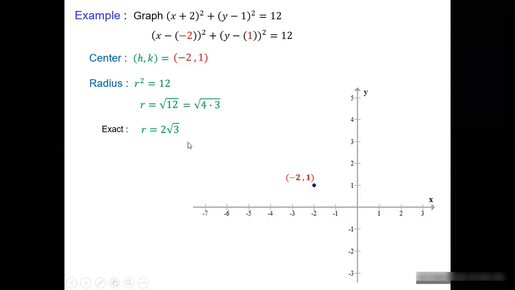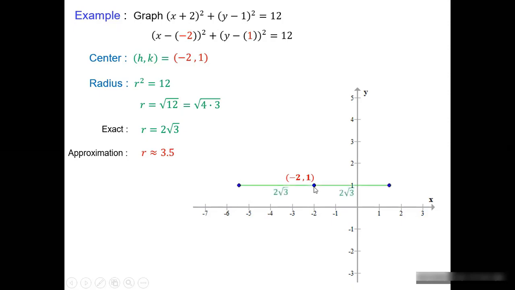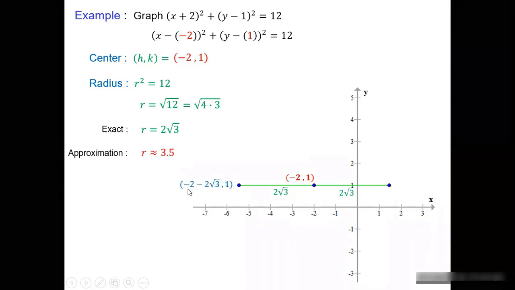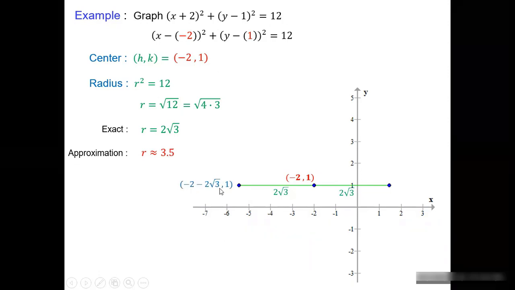Notice that the radius won't always be an exact whole number value. But we don't know exactly what 2 root 3 is to know how far away to plot my points. So we need to come up with an approximation on our calculator, so we know that the square root of 12 is approximately 3.5. Well, that means that we can go ahead and move from the center 3.5 units left and right, or rather 2 root 3. And in order to find what these points are, we could just simply subtract 2 root 3 from the x coordinate in order to get a new x coordinate of negative 2 minus 2 root 3.